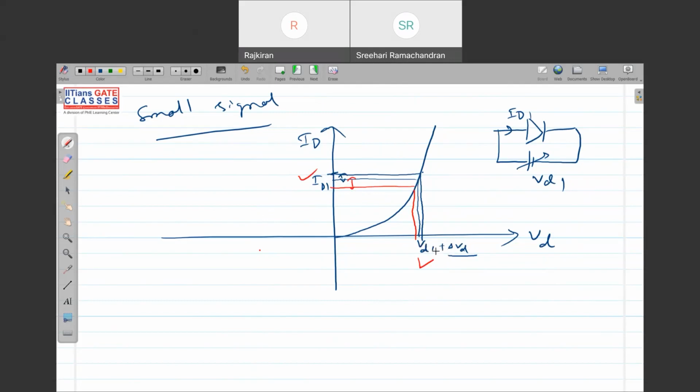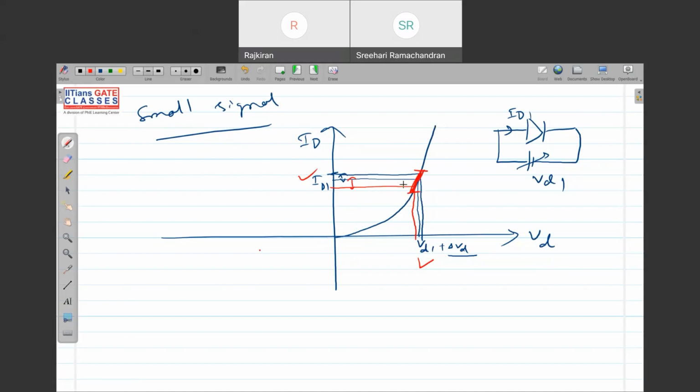So what you have to do? This is called small signal approximation. Even though it's exponential, if my VD is changing very little, I will approximate this curve as linear. This is nothing but my small signal analysis. Even though my curve is nonlinear, exponential, if my change in VD is very small, for a small portion of this curve, I can approximate it as a linear curve.